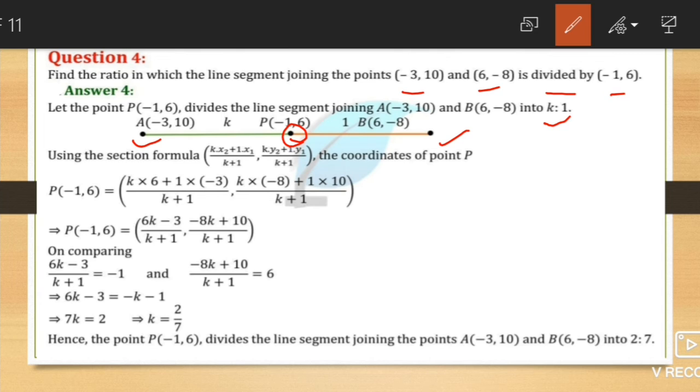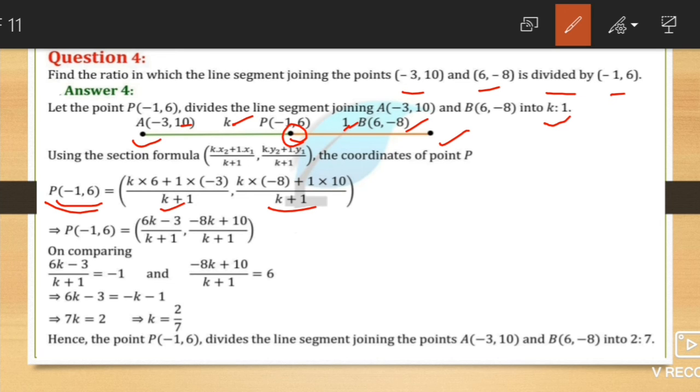I am considering k is to 1. Okay, so if it is a k is to 1 ratio, then by the section formula P will be (k into 6 plus 1 into minus 3) by (k plus 1) for the x coordinate. Similarly, for the y coordinate, (k into minus 8 plus 1 into 10) by (k plus 1).